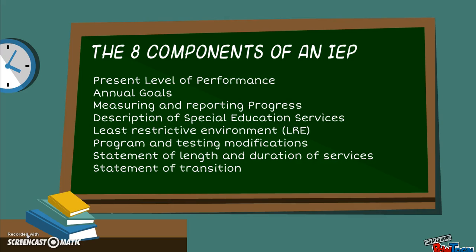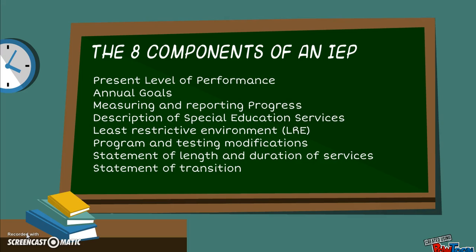Another part of an annual goal can be a short-term objective. These are measurable, immediate steps that are between a student's present level of performance and the annual goals established for that student. The third part of an IEP is measuring and reporting progress. The IEP must contain an explanation of how progress towards goals and objectives will be measured and describe how that information will be reported to parents.